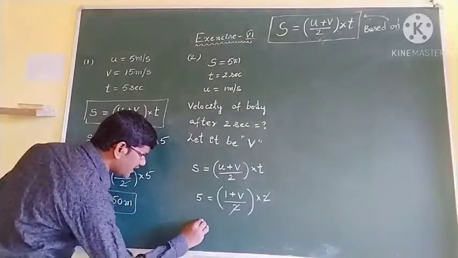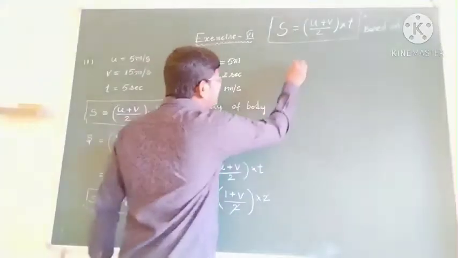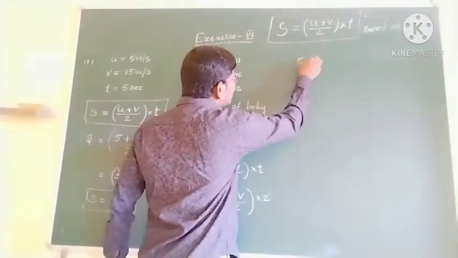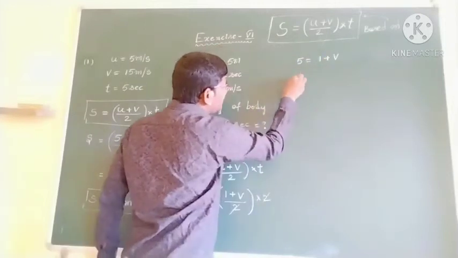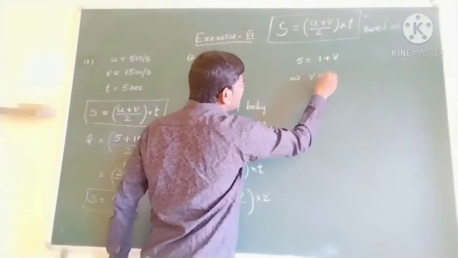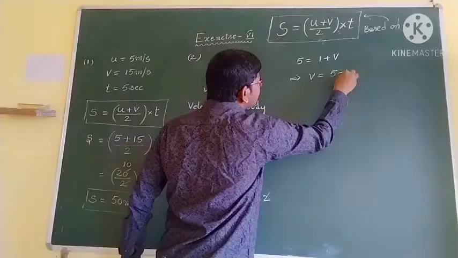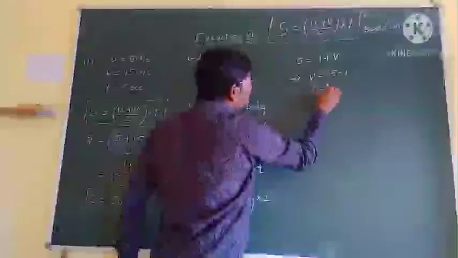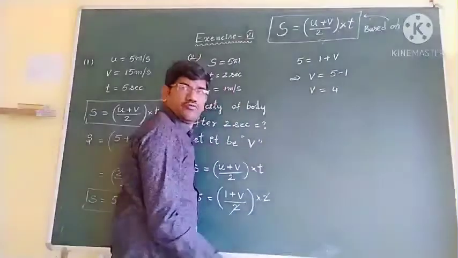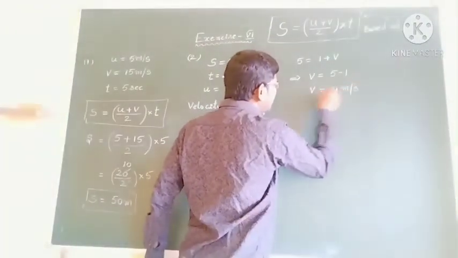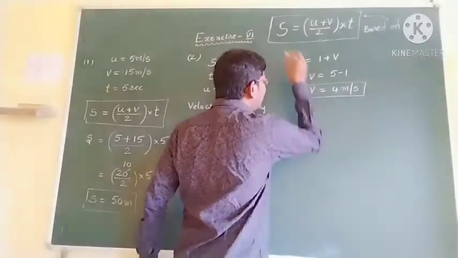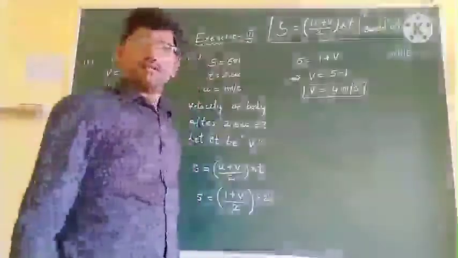Then 5 is equal to 1 plus V. That implies V is equal to 5 minus 1. So the velocity after 2 seconds we will get is 4 meters per second.